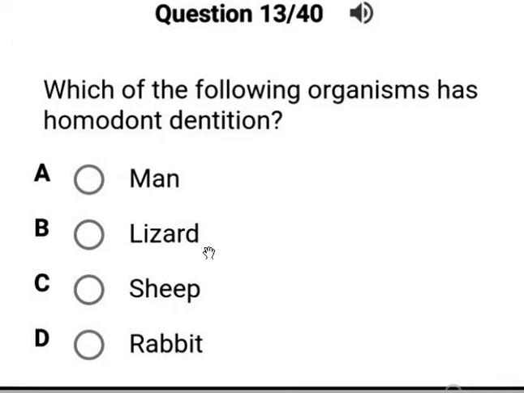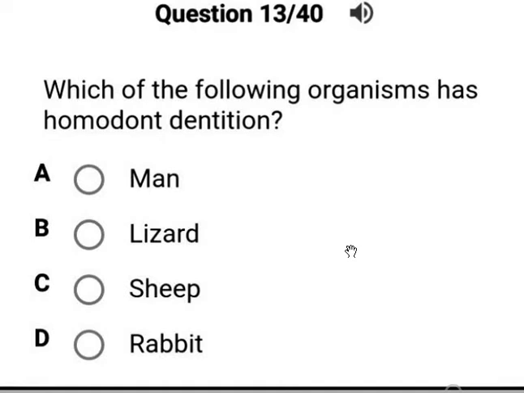So the correct option is lizard, which has homodont dentition, and it is also a reptile. All the other mammals are heterodont. So this is the best option, which is option B, lizard. So moving to the next question.